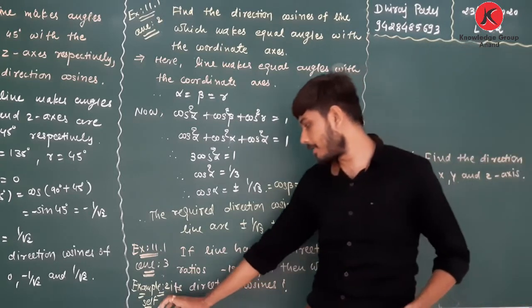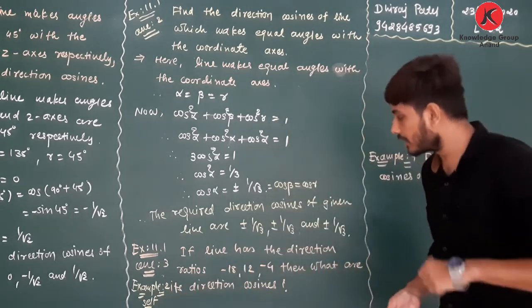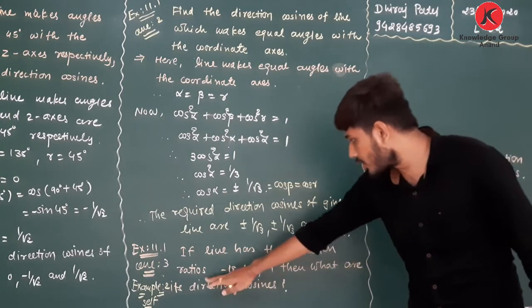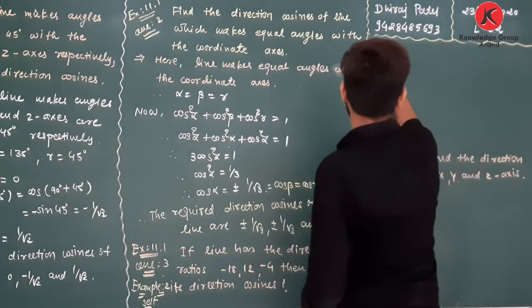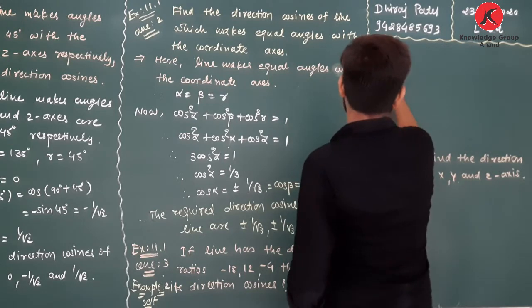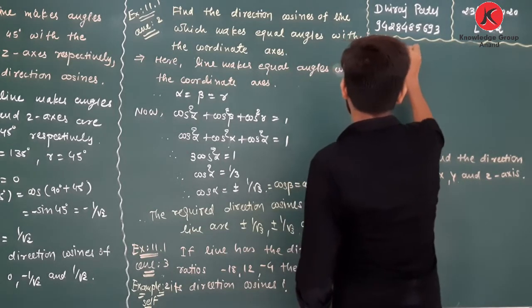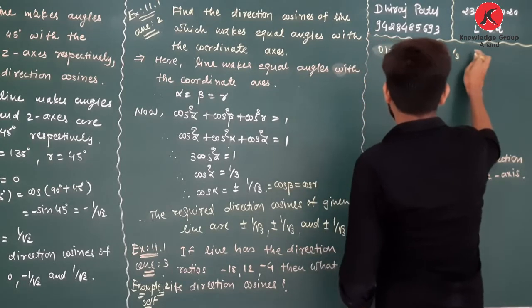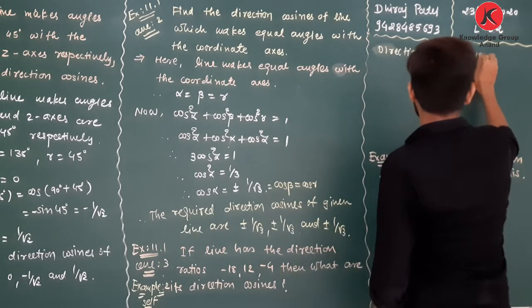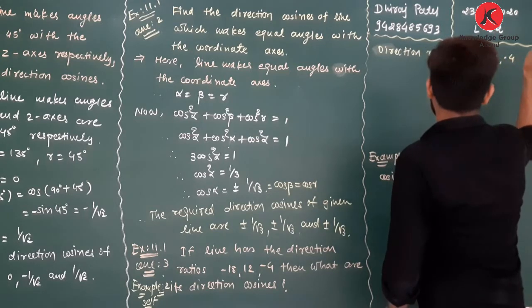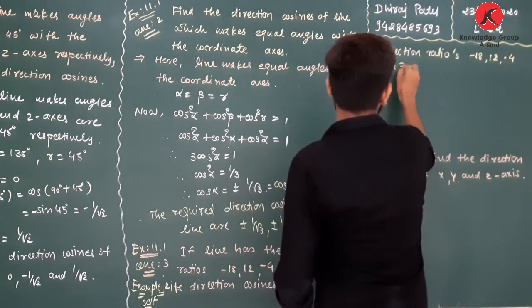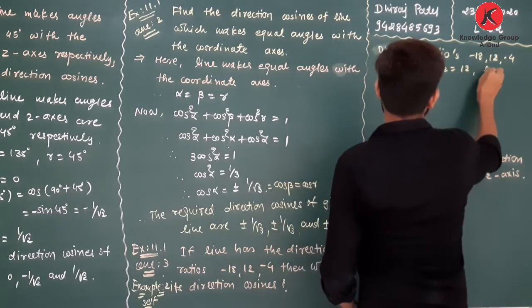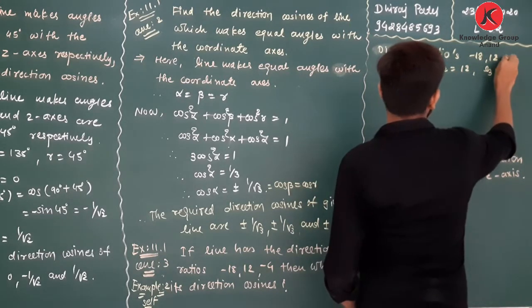Example 1 and example 2 you have to do in your self practice. Here it is given that the line has direction ratios. So what are the direction ratios? Direction ratios are given here: minus 18, 12, minus 4. So direction ratios means L1 equals minus 18, L2 equals 12, and L3 becomes minus 4.